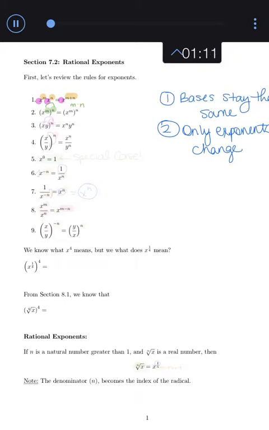What if you have parentheses and an exponent on the outside? Well, what this next rule, number 3, tells you is to distribute that exponent to everything that's on the inside. Rule 4 says the same thing. If your exponent's on a fraction, distribute the exponent to everything on top and on the bottom of the fraction. Rule 5 says, well, if I have anything raised to a 0 power, it will automatically equal 1. This is a special case.